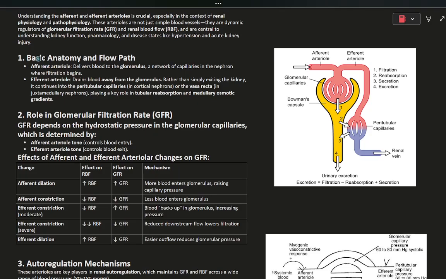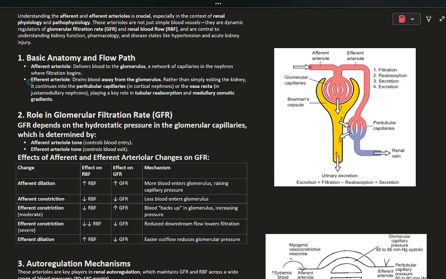Let's kick things off with the basic anatomy and flow path for these arterioles. So, the afferent arteriole, which begins with the letter A, will deliver the blood to the glomerulus. And the glomerulus is a network of capillaries in the nephron, where the filtration begins. By the way, the nephron is a functional unit of the kidney, and this is what it typically looks like. It is responsible for filtration of our blood and ultimately the production of urine. So that's the afferent arteriole.